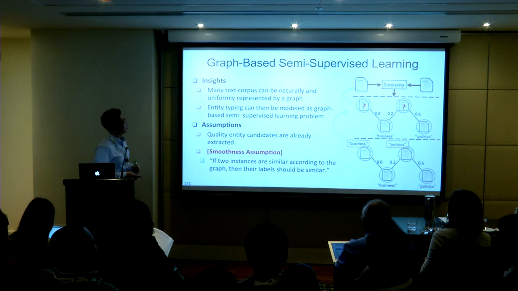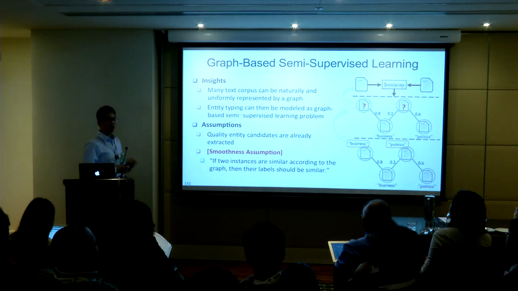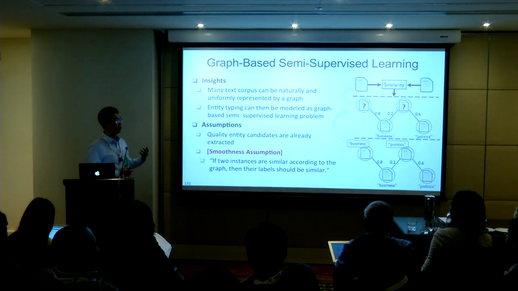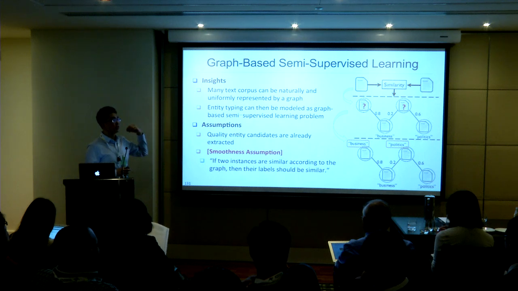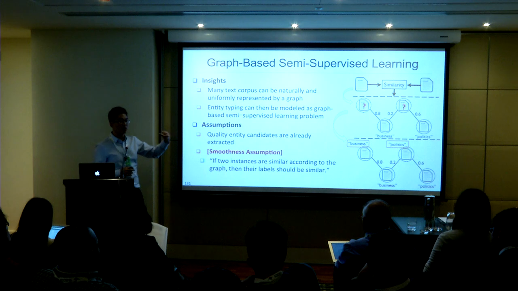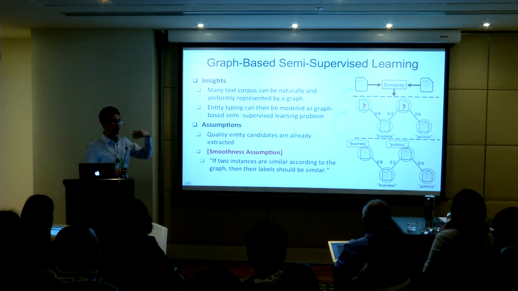So next is to think about a corpus as a unified graph and then conduct some graph-based semi-supervised learning. Many corpora can be naturally represented as a graph. For example, you have context patterns and entity candidates, and you can build a bipartite graph between the context patterns and entity candidates, where the links represent confident co-occurrence between these two types of objects, and the link weights can be, say, pointwise mutual information.